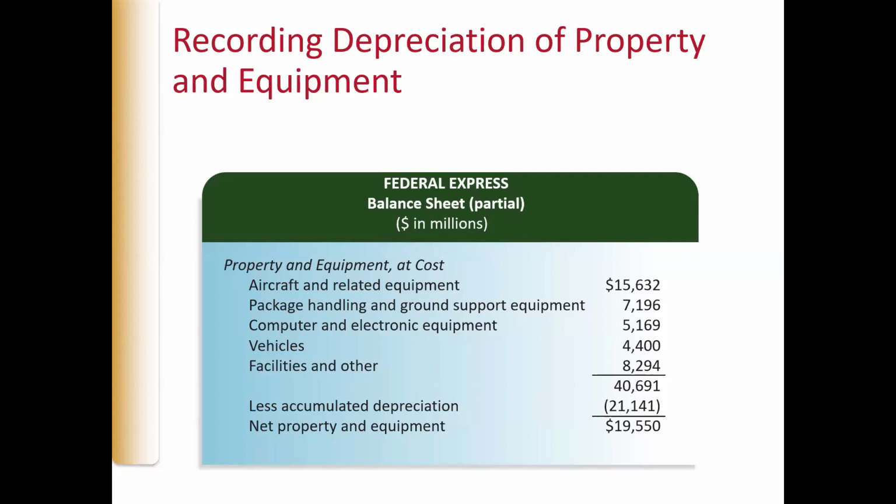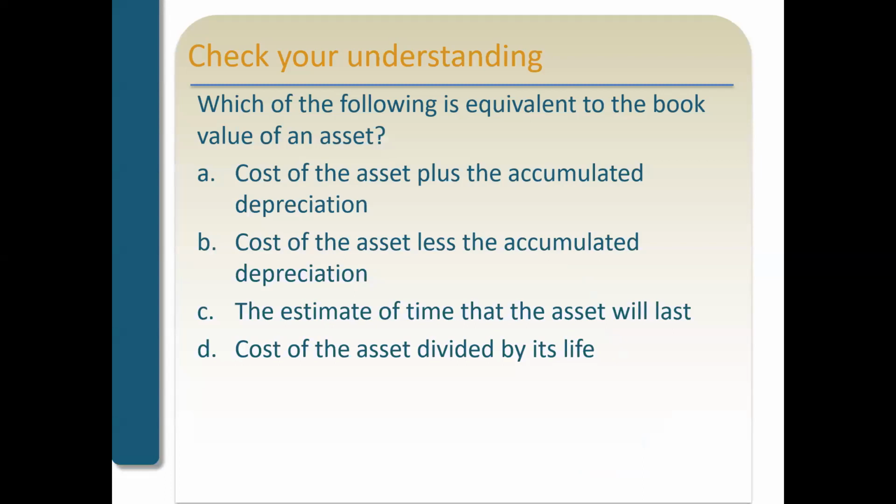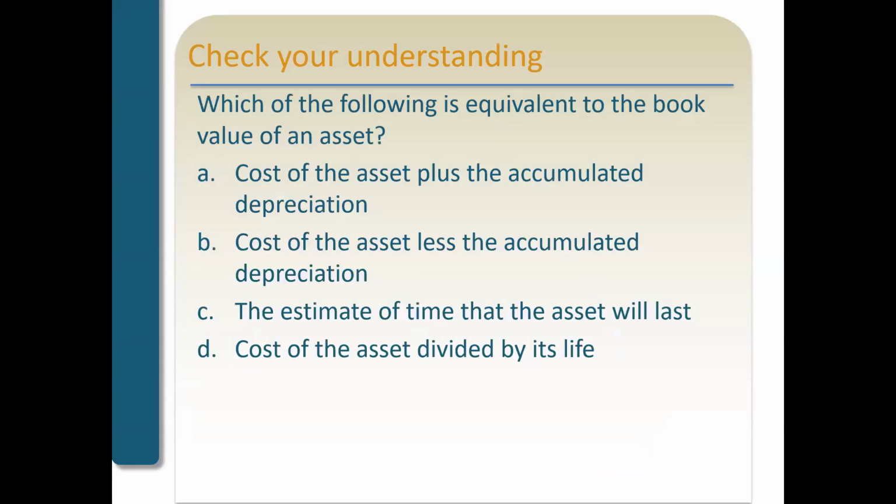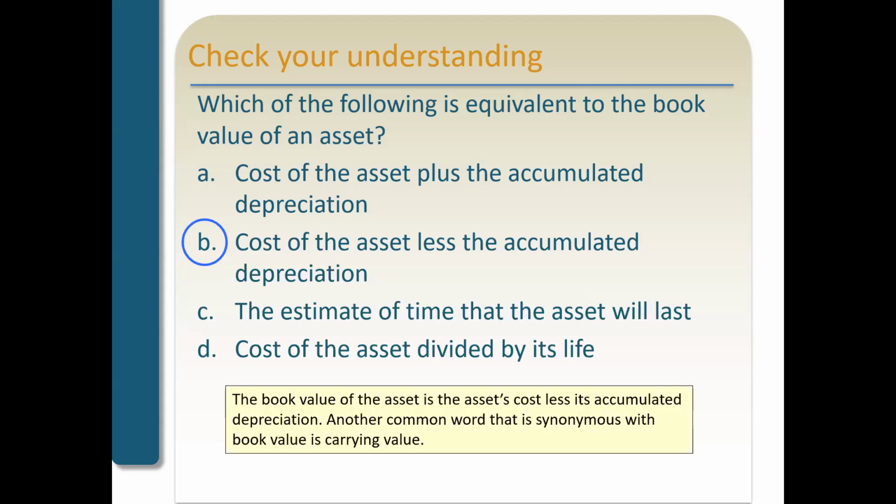Yes. Thank you, Cody. So let's talk a little more in depth about depreciation. I just started right away with a question. Which of the following is equivalent to the book value of an asset? Well, it will be the cost of the asset less the accumulated depreciation. So we're going to talk about this contra account, accumulated depreciation, and how it is used or why it's used.